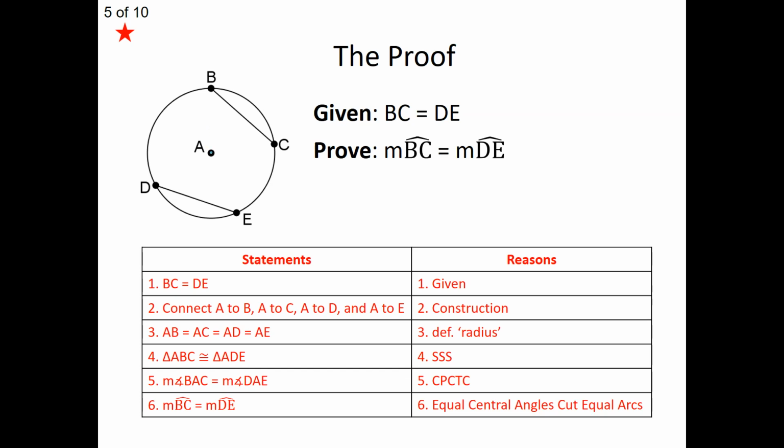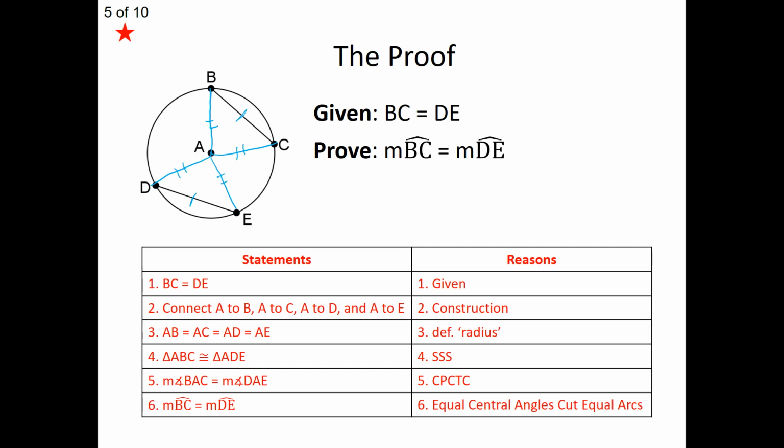So what we're going to do is connect point A to point B, point A to point C, point A to point D, and point A to point E. What we form is a pair of triangles, and as it turns out, we're going to be able to prove that those two triangles are congruent to each other. We know right off the bat from our given that BC and DE are equal. But we just formed four additional segments, AB, AC, AD, and AE. Those four segments are radii of the same circle, which means by definition of radius, all four of those segments are equal to each other.